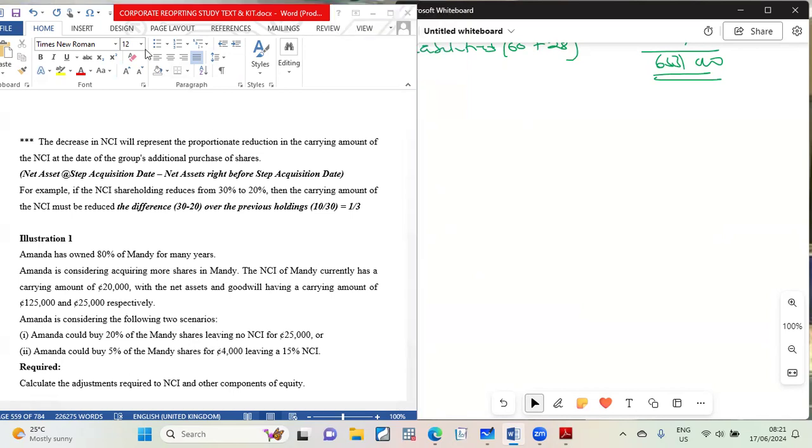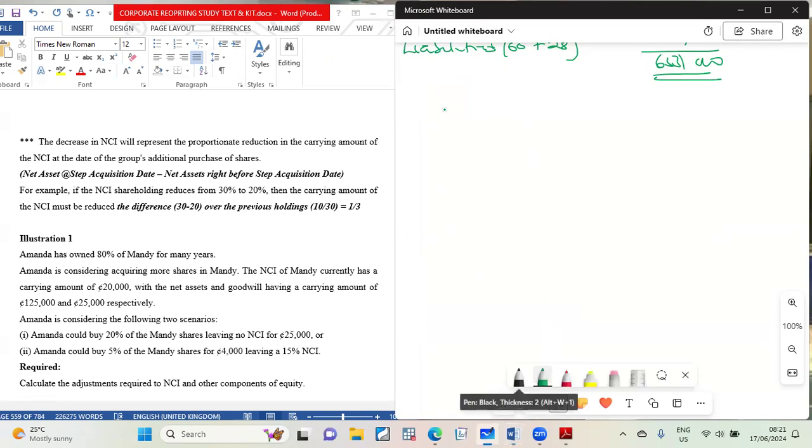Okay, so let's work them. In these scenarios, we have two scenarios. So let's see what we do. We have scenario 1, where Amanda is purchasing 20. Since the board is slowing, let me just change the board.